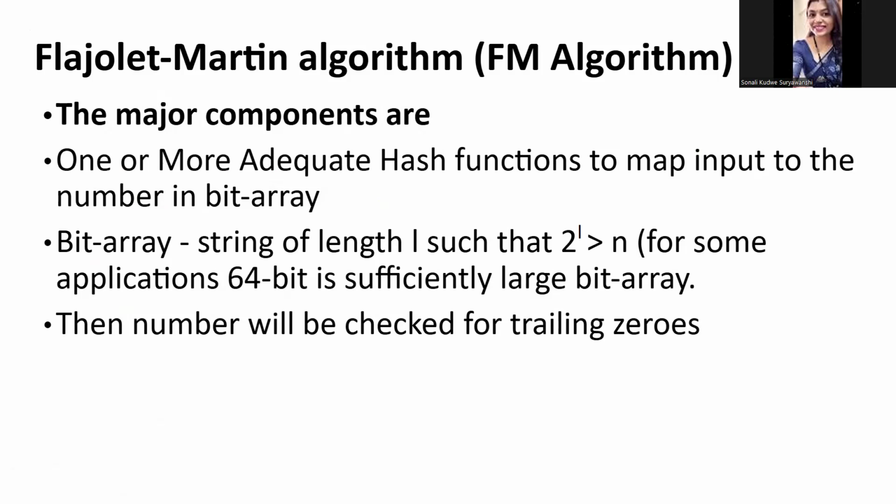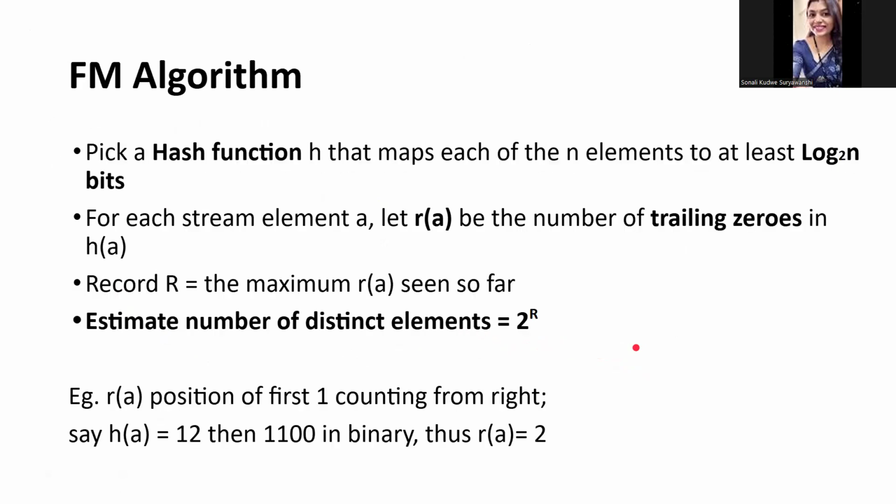Now, once you get these bit arrays, what we do is we find out the trailing zeros. So we will find the trailing zeros from that bit array. So the step is we take a hash function, we map our input of n elements to get the bit value, which is log to the base 2 of n bits.